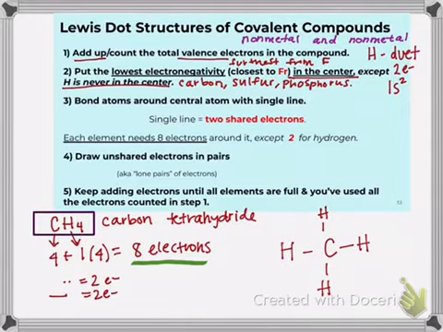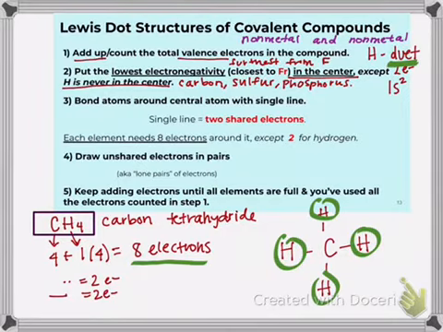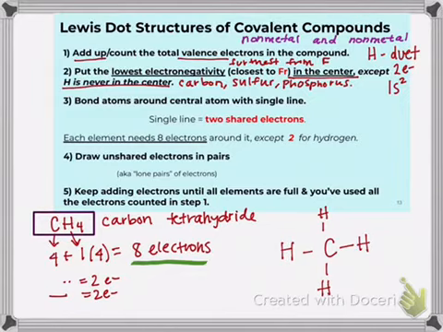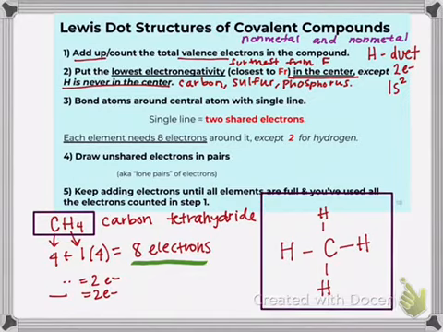Also, hydrogen only wanted a duet. It can only sustain 2 electrons, so that's represented here by these bonds. So hydrogen is happy and the carbon is happy, and they're abiding by how many electrons they should have. Therefore, you are done drawing the structure. Carbon tetrahydride will look like this.